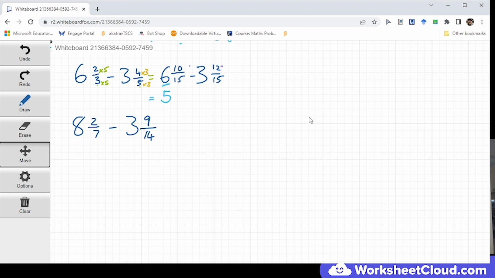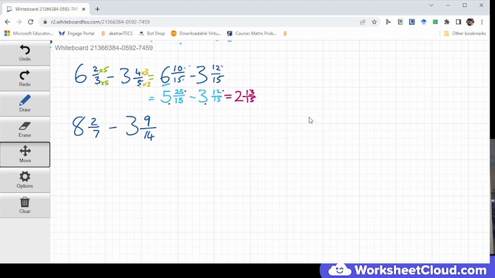My denominator stays the same. My new numerator is those two added together. This number doesn't change. Now we are ready to do the actual workings. 5 minus 3 is 2. 25 minus 12 is 13. And denominator stays the same. And there is our answer.